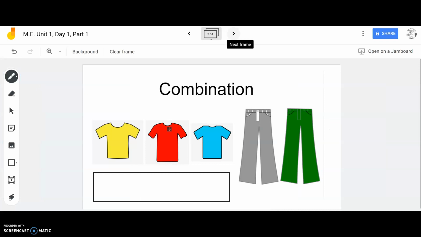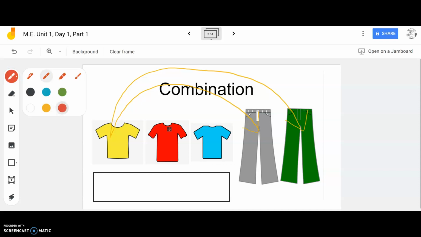So here's my closet. I have a yellow shirt, a red shirt, and a blue shirt. And then I have gray pants and I have green pants. I need to combine my shirts and my pants to make an outfit. And I'm wondering, how many combinations do I have? Well, if I think a minute here, I know I can put my yellow shirt with my gray pants, or I could wear my yellow shirt with my green pants. Those are 2 outfits I can make, 2 combinations.